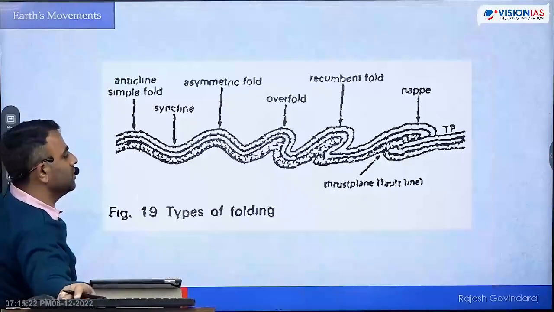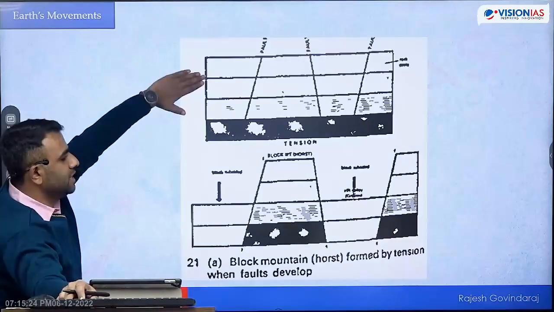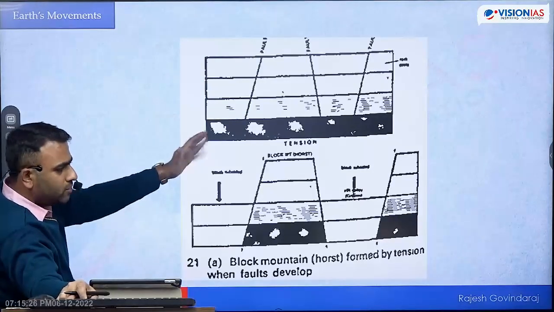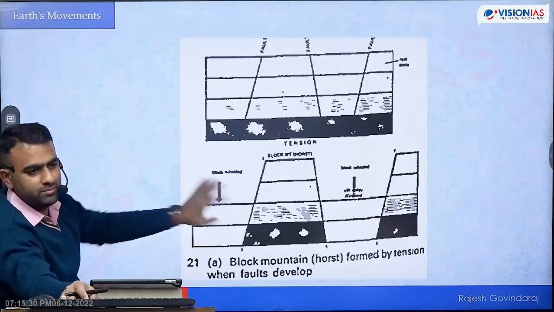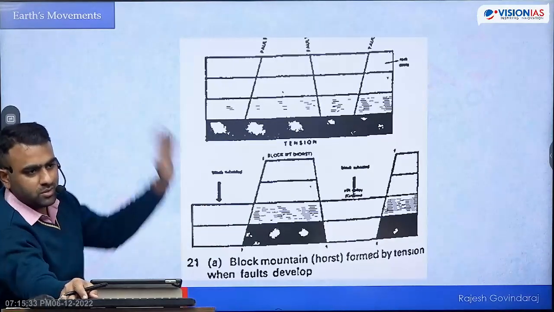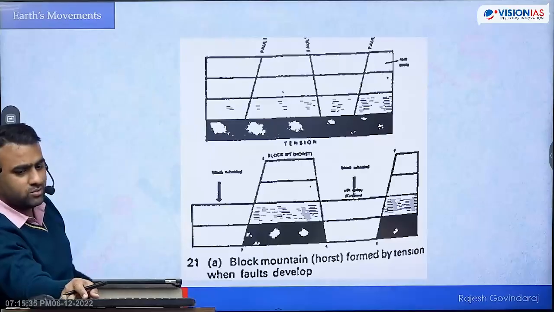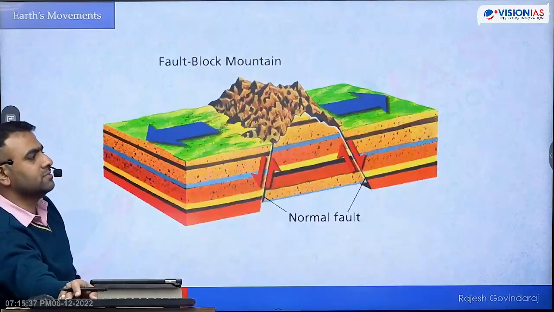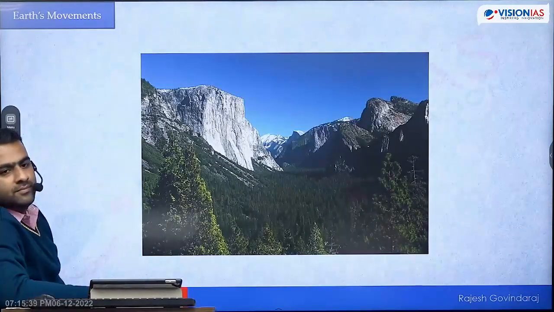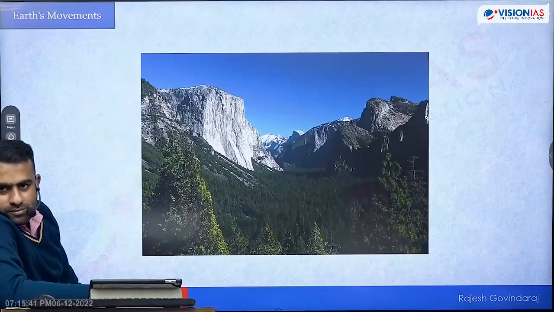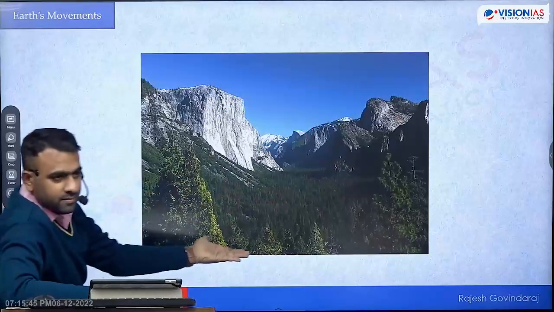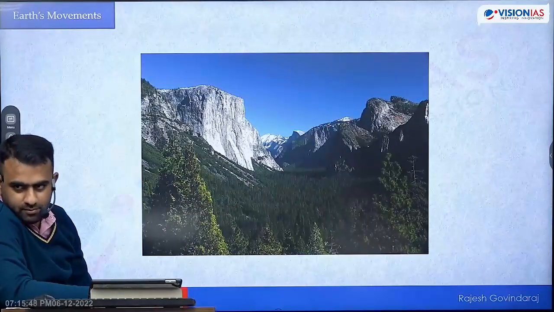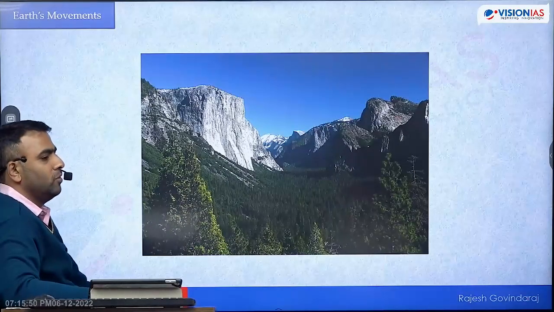What about block mountains? How does it happen because of faulting? So the original layer was like this, it cracked, and it got separated into different blocks. And as they move, because of their differential motion, some parts remain elevated, some parts go down, and that creates block mountains like this. You can see one block, another block in the middle went down, right? That is what is block mountains.